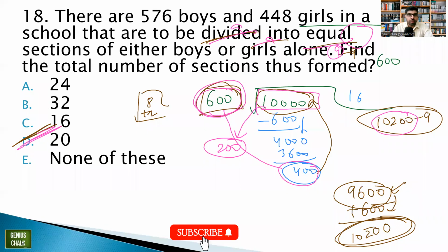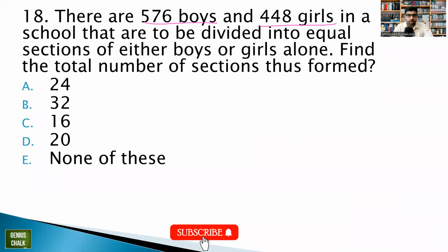Next is again: 476 boys in a school divided into, again focus on the words, divided into equal sections, and either boys or girls alone. That means it's again the same row type. You can see the question numbers are big and the option numbers are smaller, so we have to find the HCF.